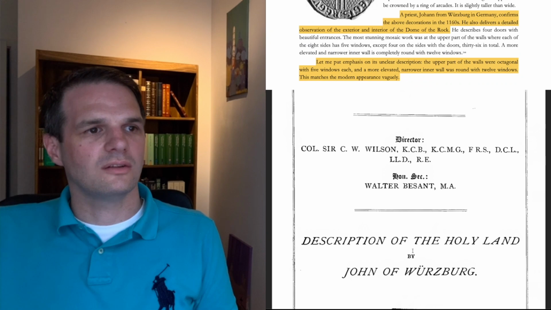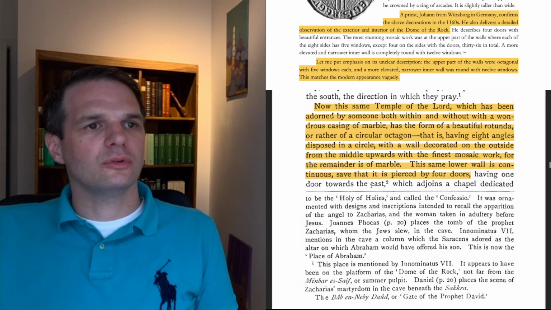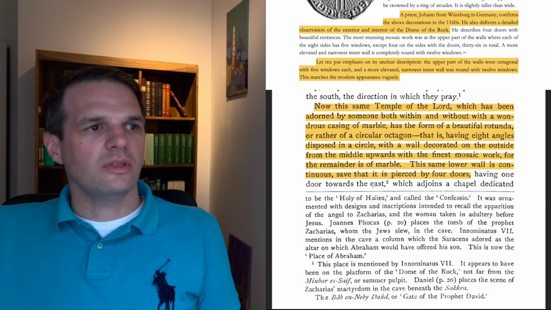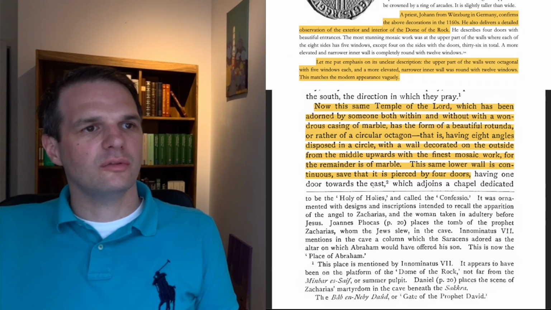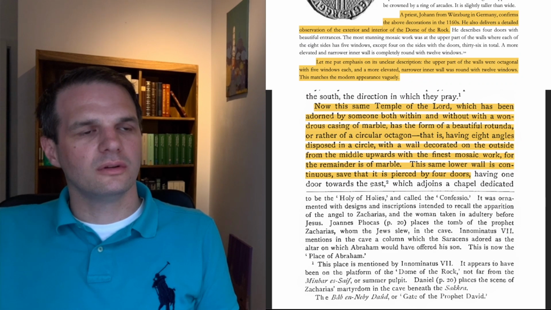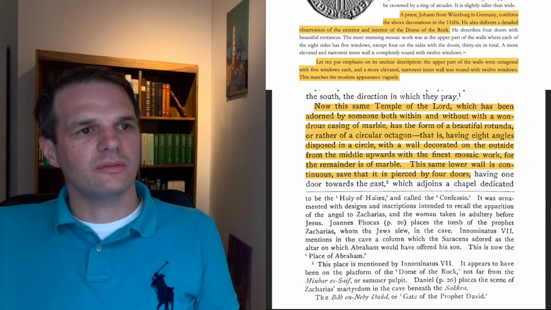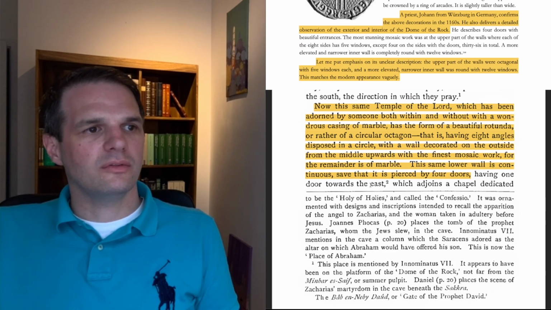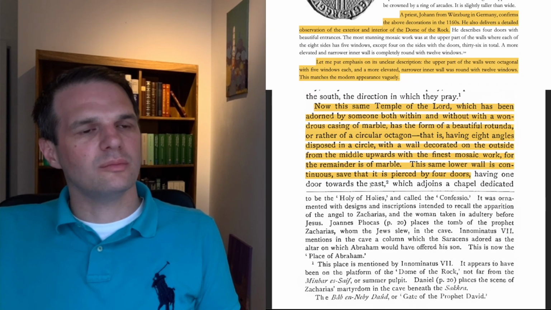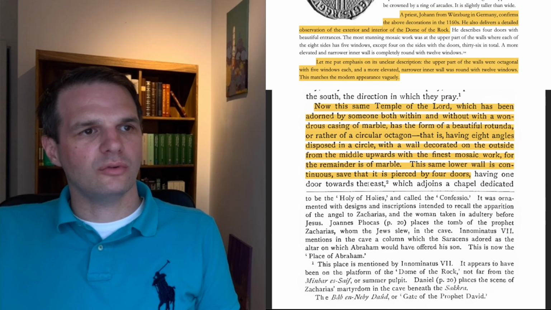from Würzburg said. So, he writes, "Now this same temple of the Lord, which has been adorned by someone both within and without, with a wondrous casing of marble, has the form of a beautiful rotunda, or rather a circular octagon, that is, having 8 angles disposed in a circle with a wall decorated on the outside from the middle upwards with the finest mosaic work. The remainder is of marble. The same lower wall is continuous, save that it is pierced by 4 doors."